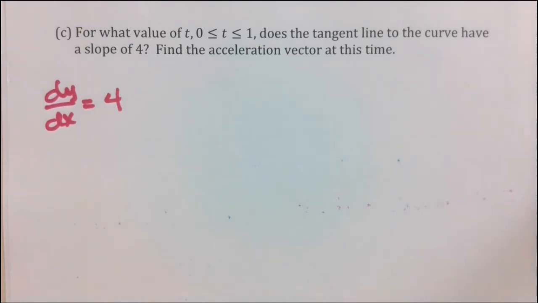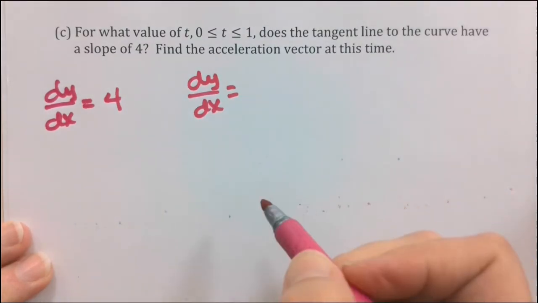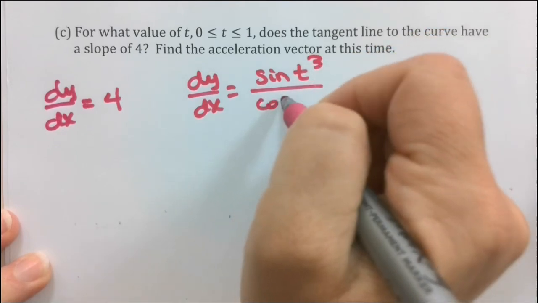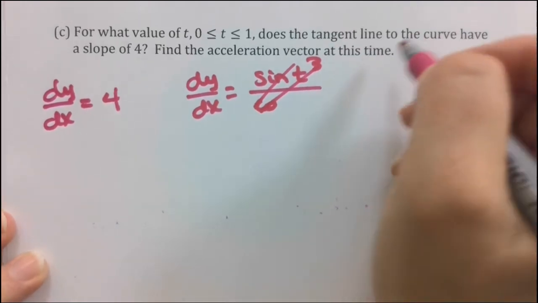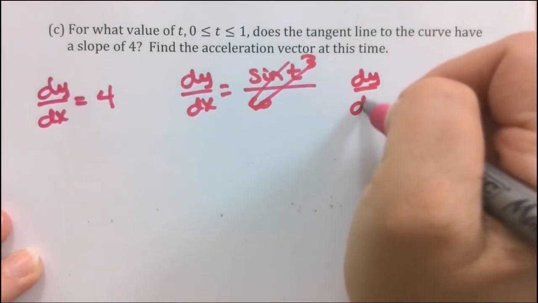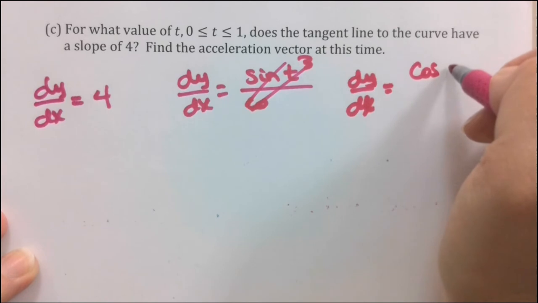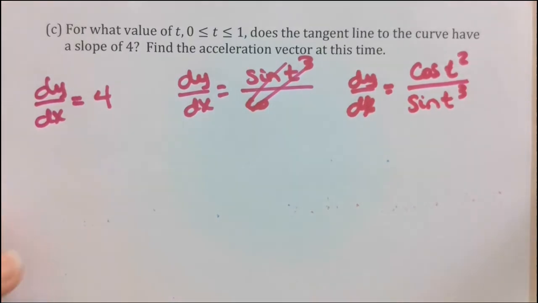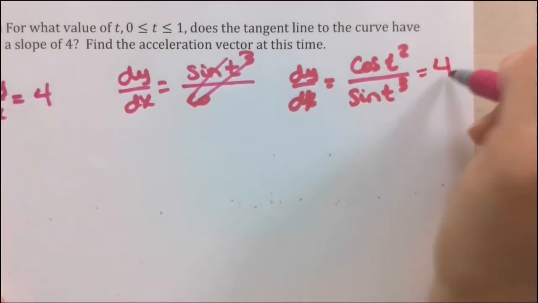That's what I want. Well, remember that dy/dx is dy/dt over dx/dt, which is sine t cubed over, oh wait, no, I think I got that backwards. Sorry, I should have gone back and looked. Yeah, I got them switched. dy/dx is equal to dy/dt, which is cosine t squared, and dx/dt, which is sine t cubed. Sorry, I wanted the sine to be on the y, and it's not. It's on the x. Okay, so this is our slope. We want that to be equal to 4.